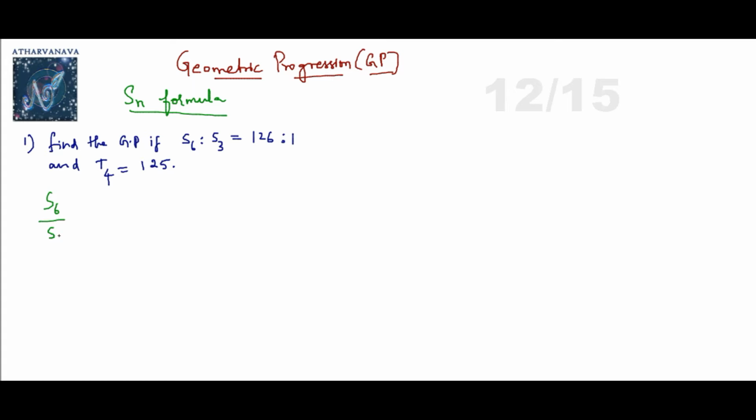S6 by S3. According to the formula, Sn is equal to A into R power n minus 1 by R minus 1, considering R greater than 1. Now how do you decide whether R is greater than 1 or not? Because we don't know both the A value and R value. It's just given that T4 is equal to 125, correct?